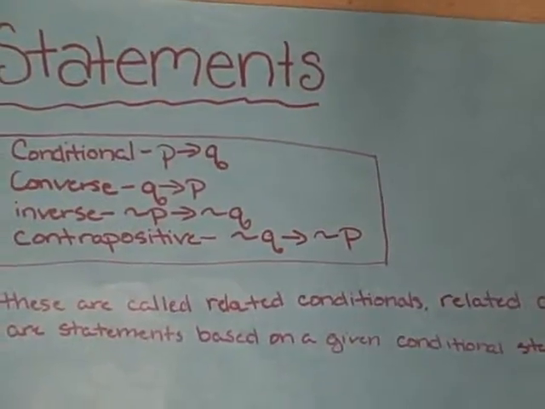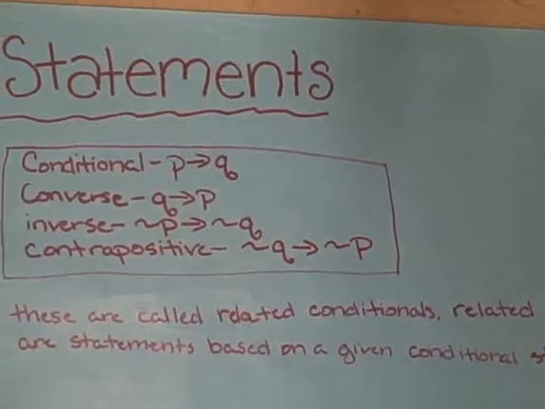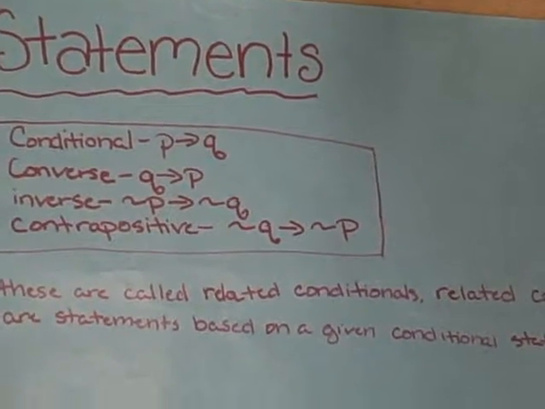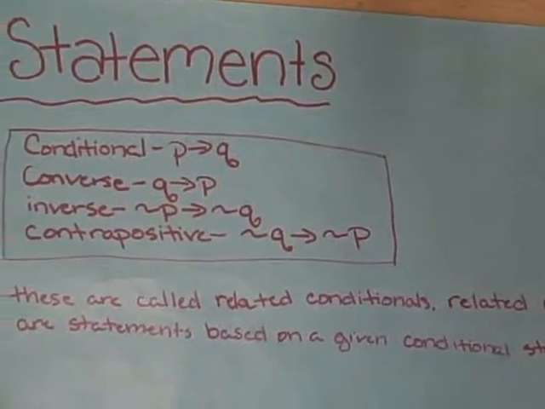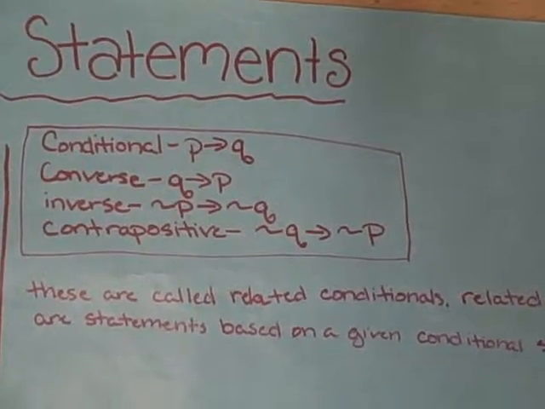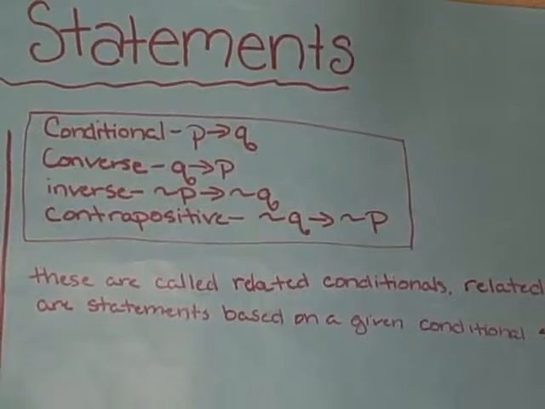These are called related conditionals. Related conditionals are statements based on the given conditional statement. A conditional is P implies Q, converse is Q implies P, inverse is not P implies not Q, and contrapositive is not Q implies not P.